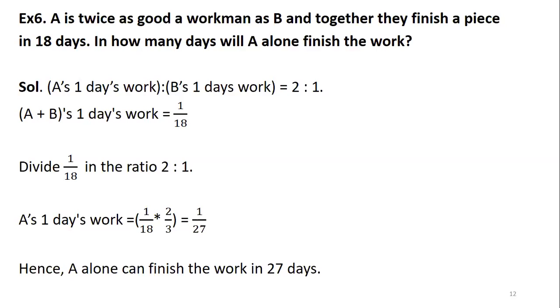Now this 1 by 18 part of the work is completed by A and B together in 1 day. That 1 by 18 part of the work should be segregated. How? 2 parts of the work is done by A and 1 part of the work is done by B. So now 2 plus 1, 3 shares, we have to divide into 3 parts. So divide 1 by 18 by 3. And A's 1 day's work is how much? 2 parts, so multiply by 2. So that is A: 1 by 18 into 2 by 3, you get 1 by 27. So A alone can complete the work in 27 days. That is what is asked.